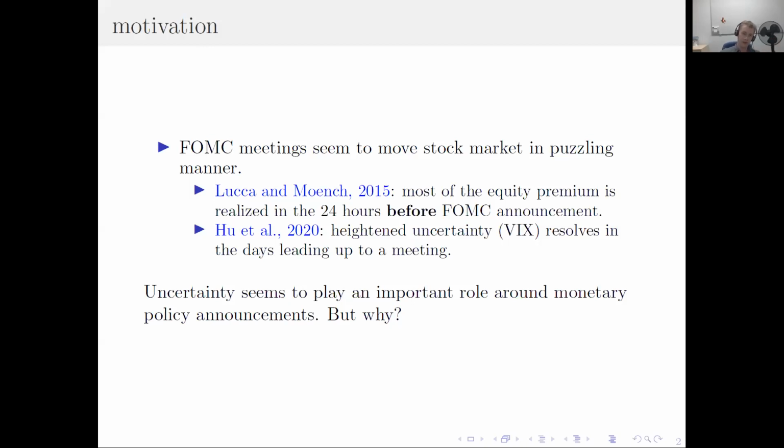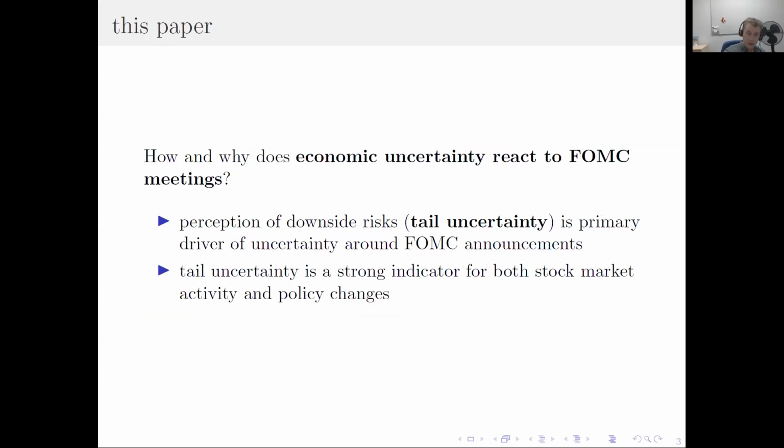More recently, Hu et al. this year have shown that this can be rationalized by looking at uncertainty, and they find that uncertainty increases ahead of FOMC meetings and then gradually resolves, which coincides with this pre-announcement drift period. So it seems that uncertainty plays an important role around monetary policy announcements, but what is lacking so far, I think, is a clear story as to why this might be, and we try to tackle that.